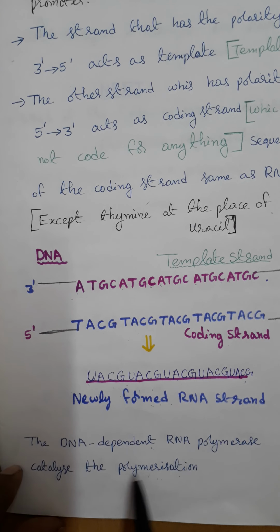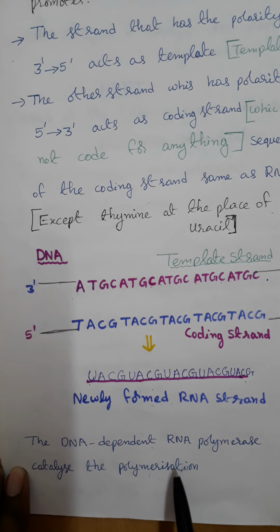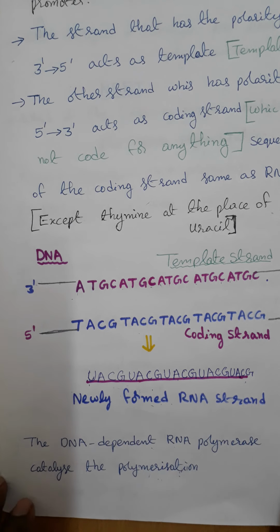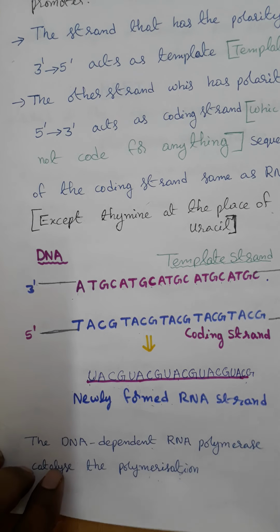Which enzyme catalyzes the polymerization of RNA? The DNA dependent RNA polymerase. Whereas in DNA replication, as you have already learnt, it is the DNA dependent DNA polymerase enzyme.